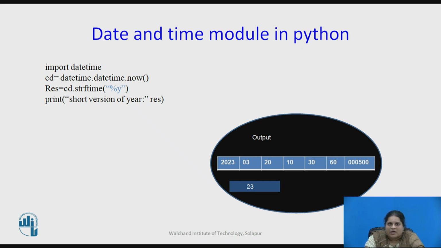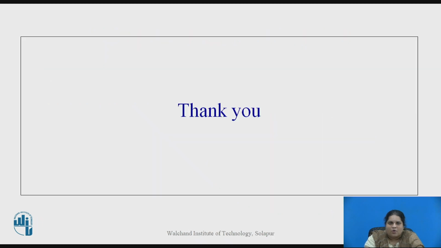So here, if we observe the output for this particular program, you will find that 23 is printed as the second output, because the first output is of the now method that we have used, and the second output is of this percentage y.